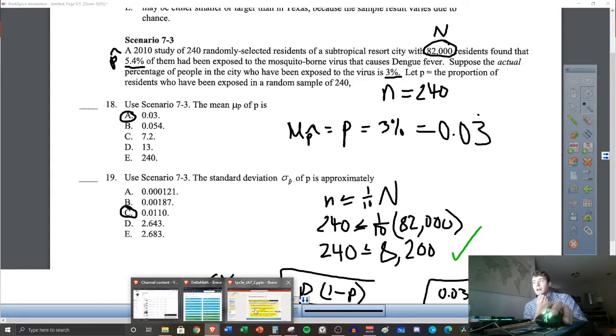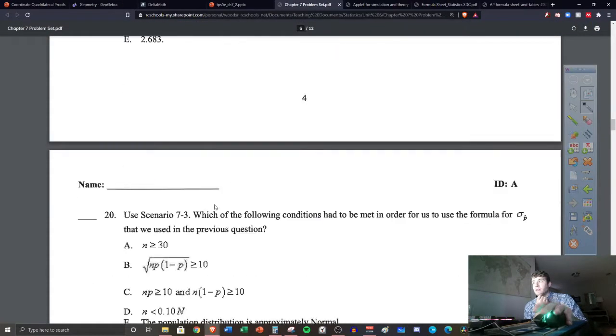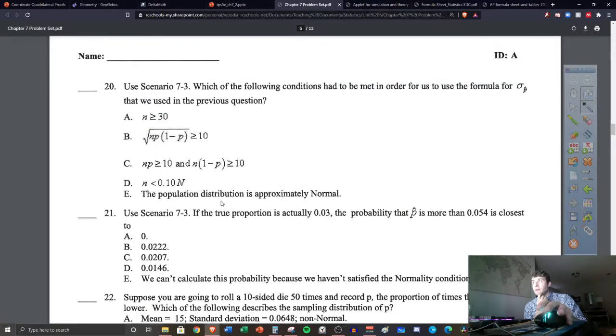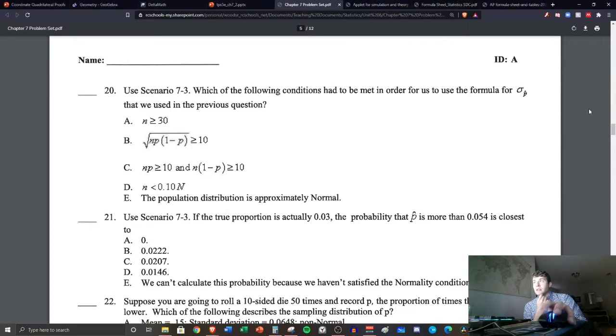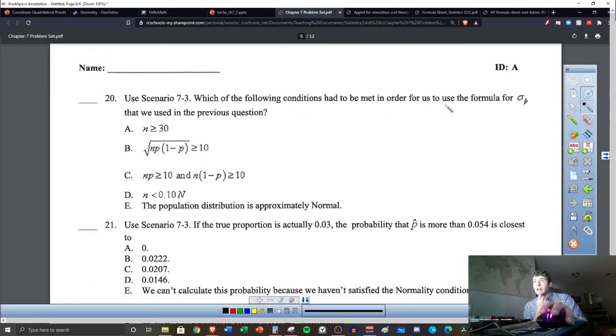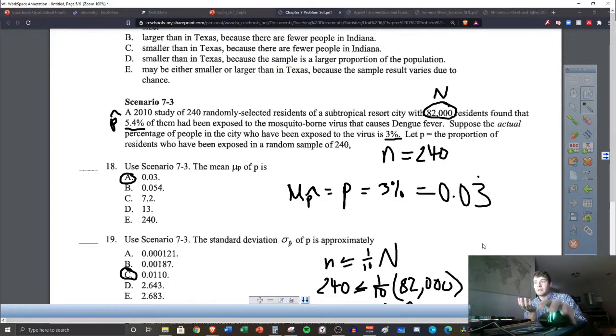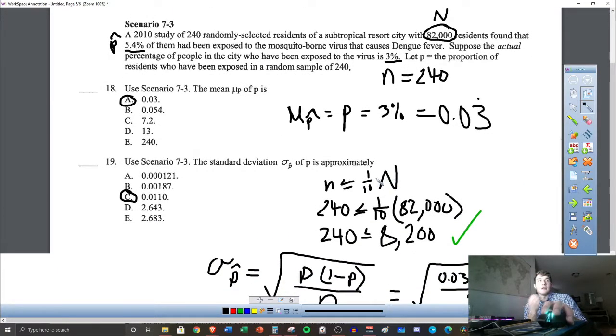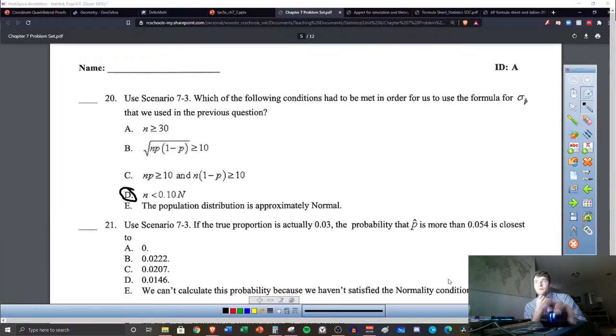The next two questions on here, let's look at those. Same scenario. Which of the following conditions had to be met in order for us to use the formula for sigma of p hat? Well, we actually did it, so that's nice. n is less than 1/10 of big N. So it's D, and we did that. That was this one right here. So you can always put that as 0.1.